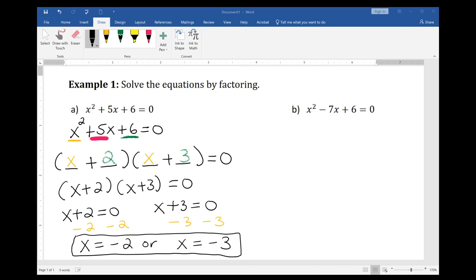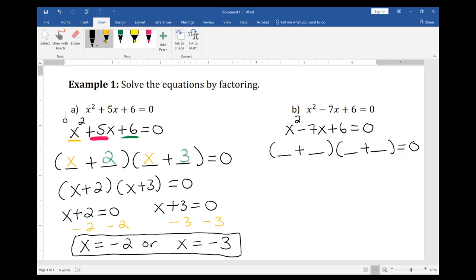Example 1, part B. Solve the equation by factoring x squared minus 7x plus 6 equal to 0. So step number 1, write the equation in standard form. X squared minus 7x plus 6 equal to 0 is standard form. Step number 2, factor the quadratic equation completely. So again, I will fill in the blanks. So parentheses blank plus blank times parentheses blank plus blank equal to 0.